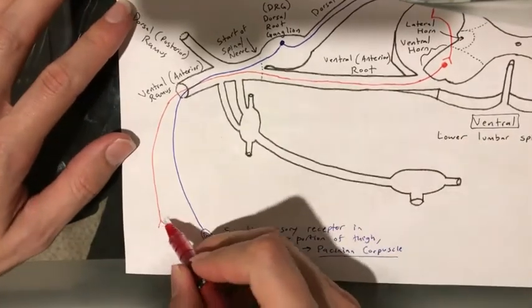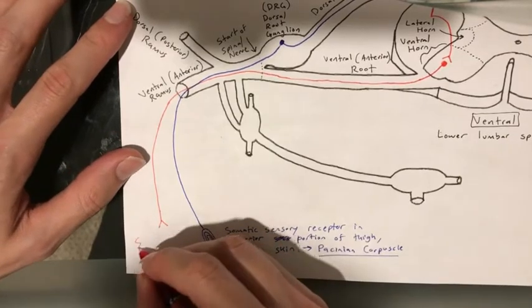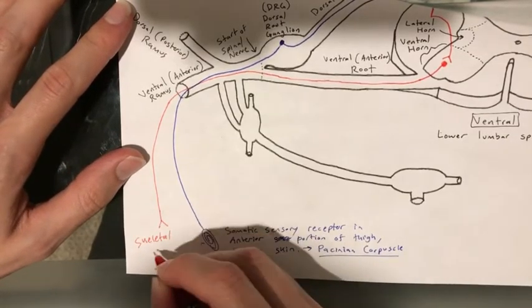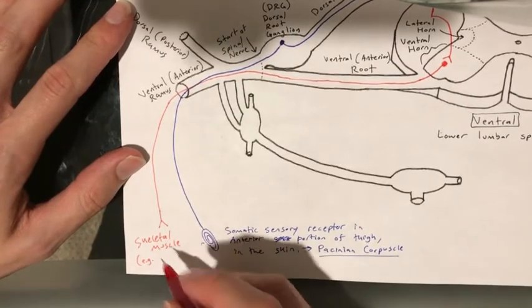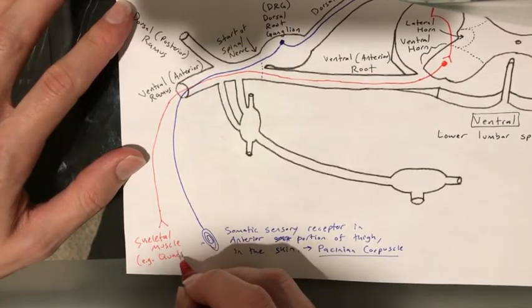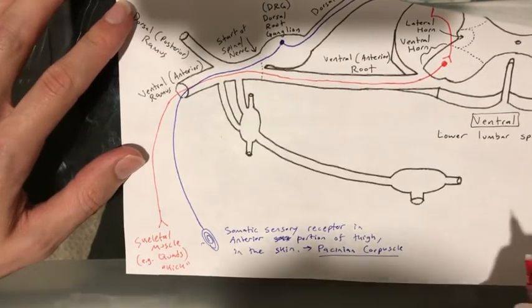And so the axon terminals are going to innervate skeletal muscle. In our example here, we're thinking the quads, and the goal is so that we can cause a kick.